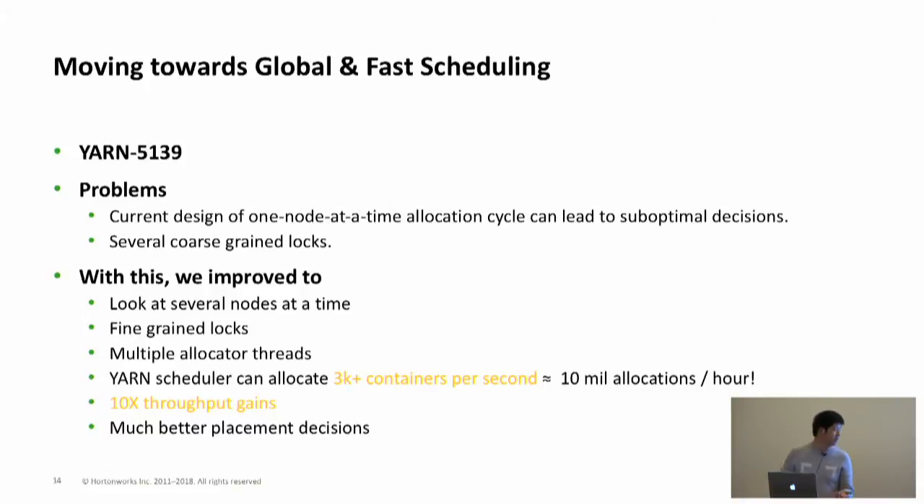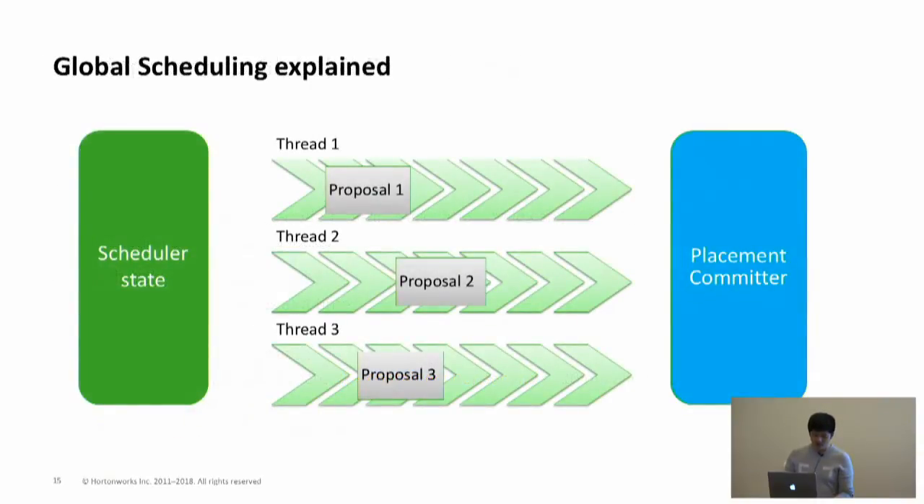By doing this, we can use the YARN scheduler to allocate more than 3,000 containers per second. So that means we can do 10 million allocations per hour. That's a huge improvement compared with the old scheduling platforms. So let me give you a short example of how this works.